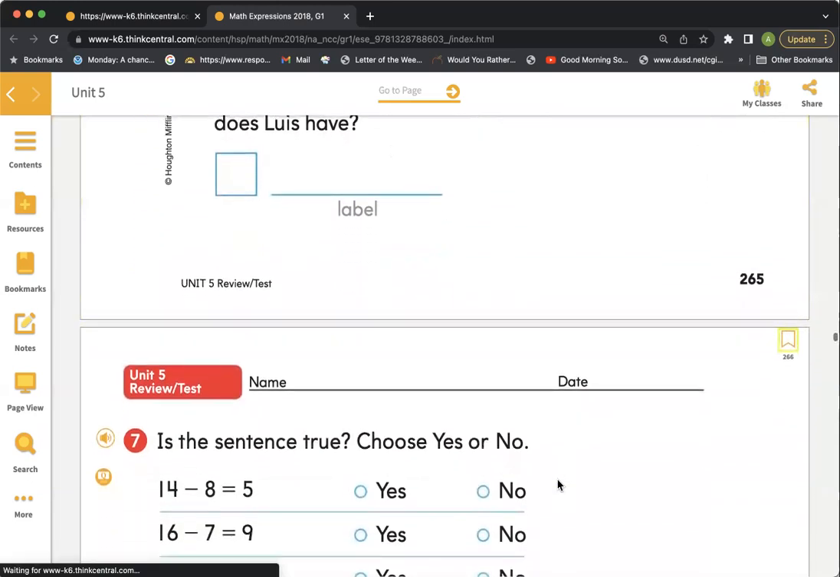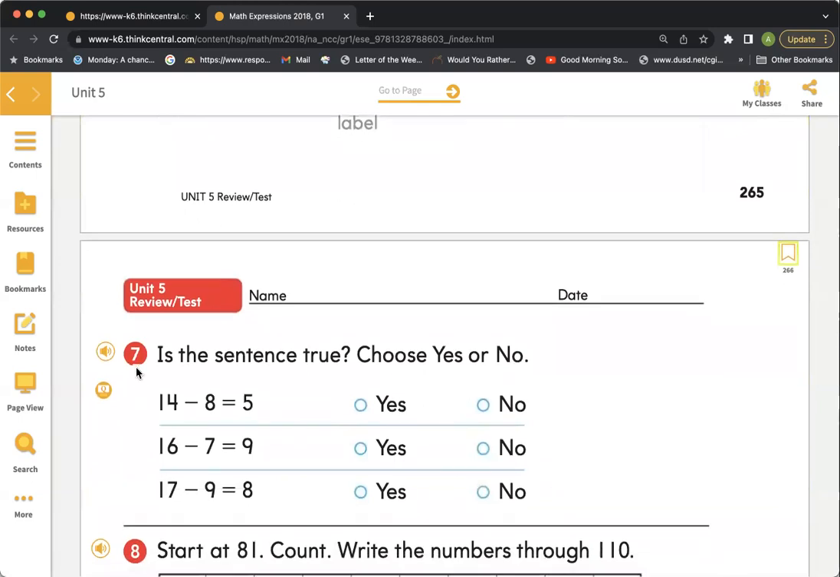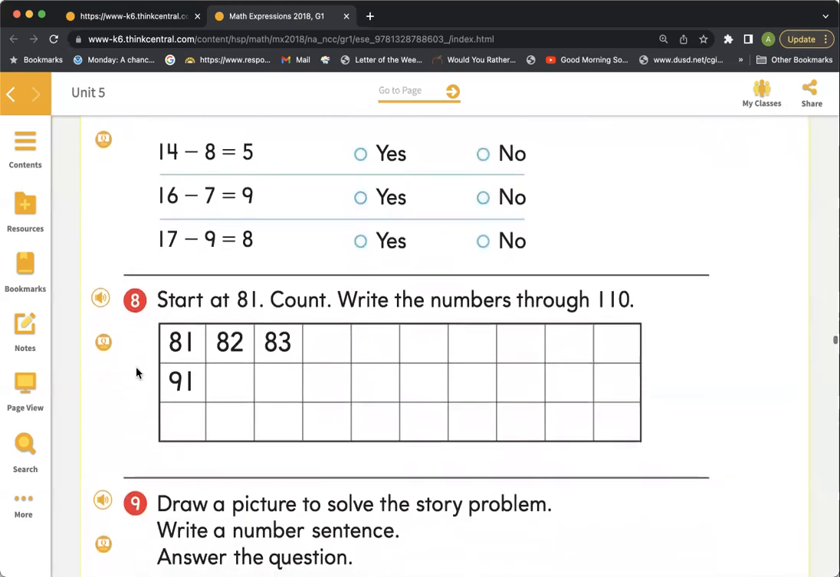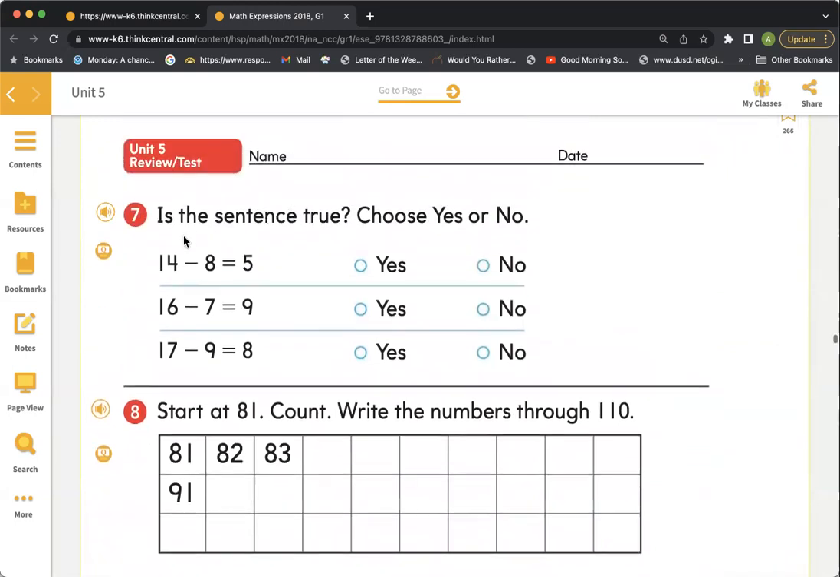All right, we're going on the back page. It's going to say problem number 7 up in the corner. These 3 problems, it wants to know, is the sentence true? Choose yes or no. Does 14 take away 8 equal 5? Yes or no? Please don't guess on this.